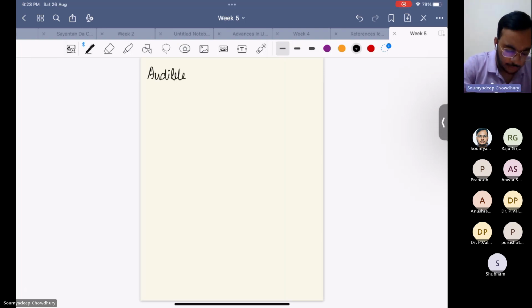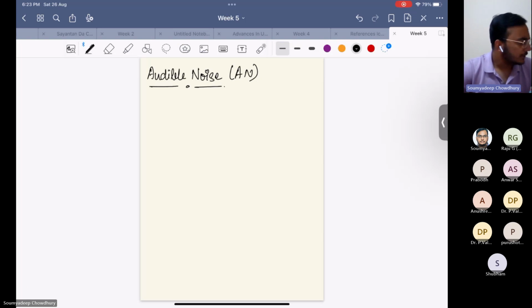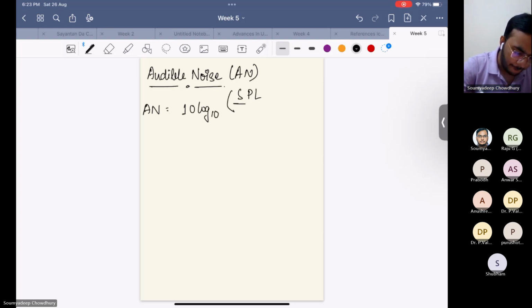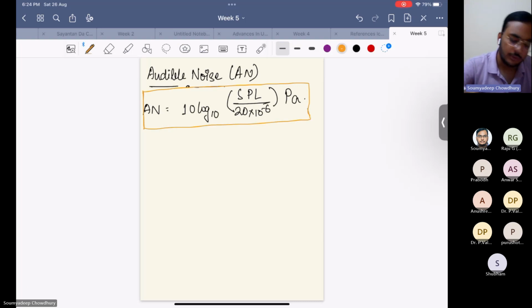So we were talking about audible noise, right? As I described, this audible noise is related to the SPL level, which is known as the sound pressure level. It is given by this empirical formula, and we don't have a derivation for this. It is based on experimental results, so you just have to keep this in mind.